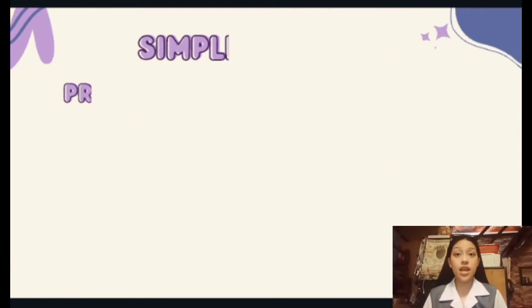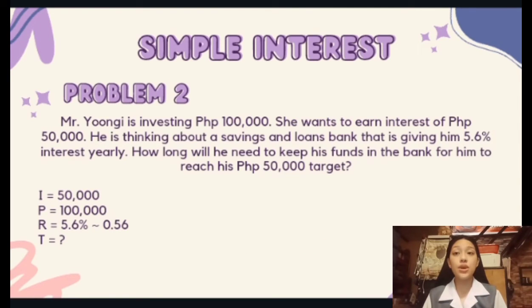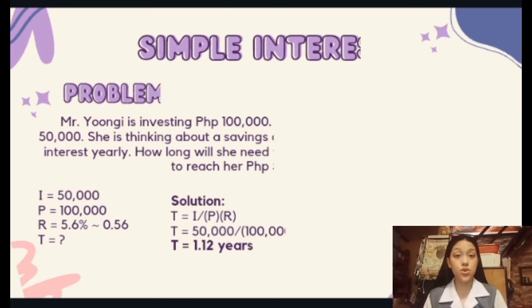Now we have the second problem. Mr. Yunggi is investing 100,000. He wants to earn interest of 50,000. He is thinking about a savings and loans bank that is giving him 5.6% interest yearly. How long will he need to keep his funds in the bank for him to reach his 50,000 target? Now, let me show you the solution.